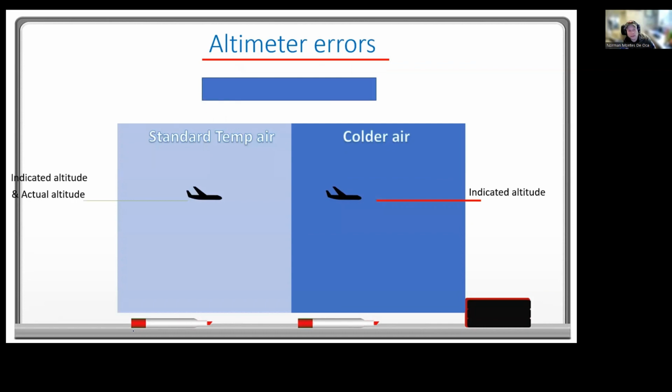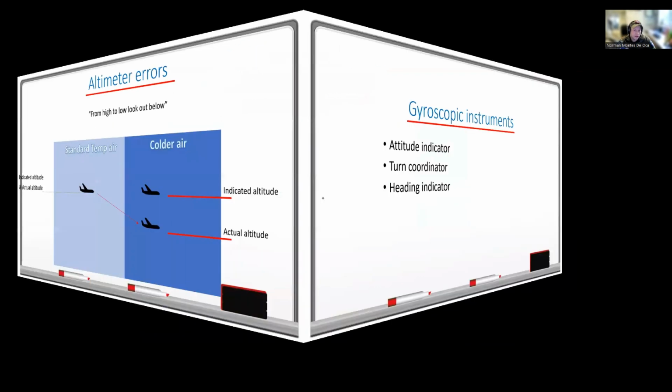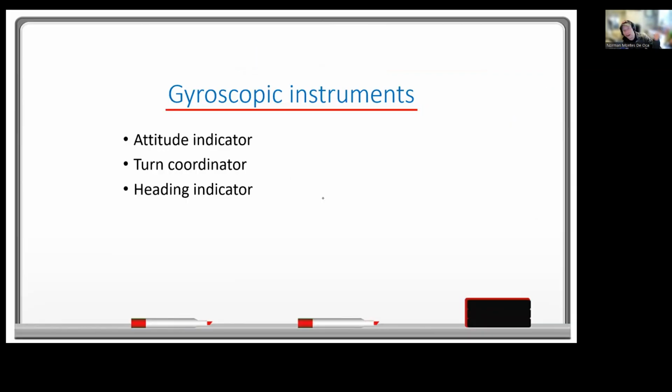Let's review the altimeter errors. If you are going from standard temperature air and you get into colder air without resetting your altimeter, where will you actually be? Remember, from high to low, look out below. So we're going to be lower than actual, or we're going to be lower than what our altimeter is telling us. And yeah, so that covers our pitot-static system and our compass.